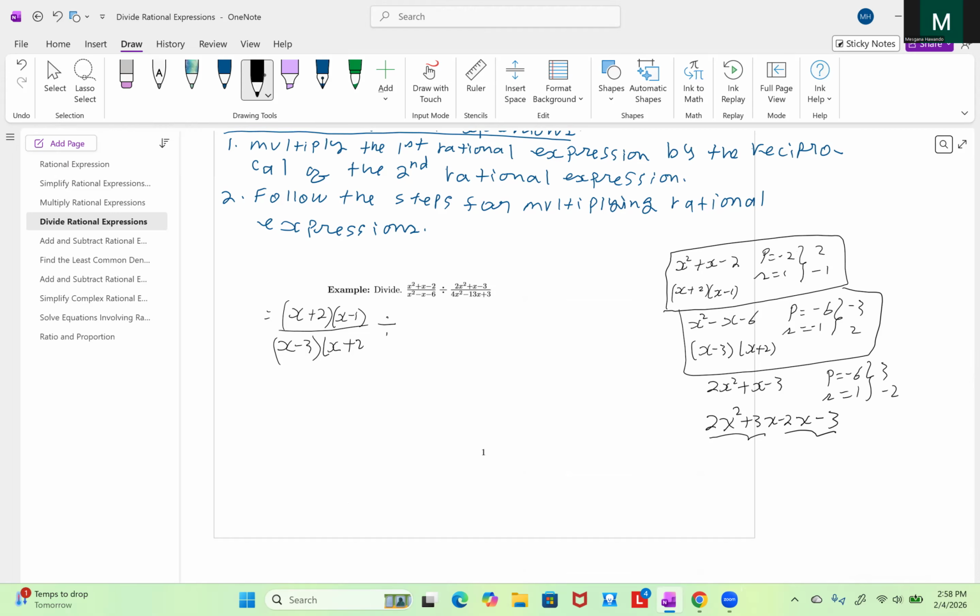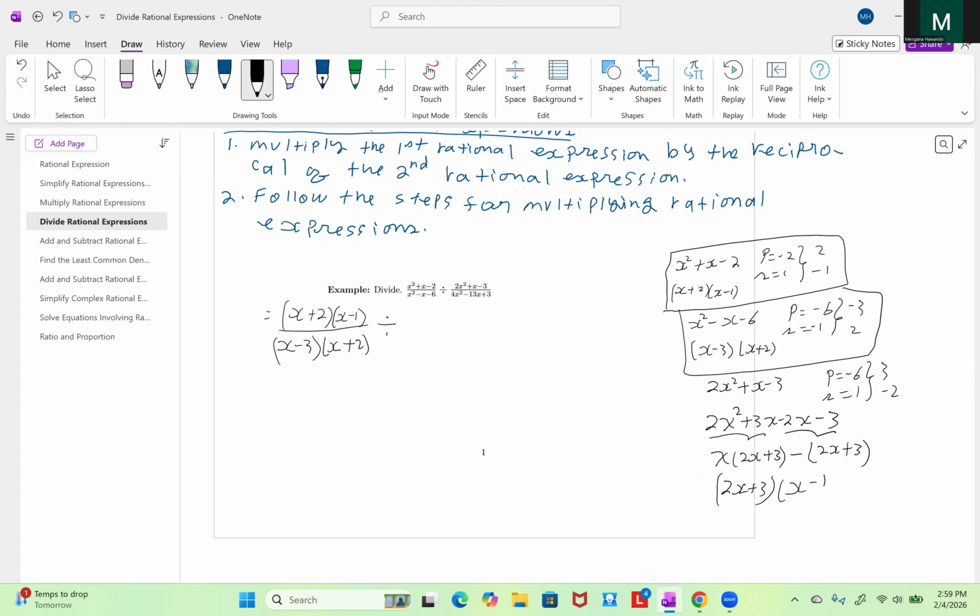In the first grouping, we have 2x squared plus 3x, and x is the greatest common factor. Factor it out. We're left with 2x plus 3. In the second grouping, -1 is the greatest common factor. Factor it out. We're left with 2x plus 3. Again, we continue to factor. The greatest common factor here is a binomial, 2x plus 3. Factor it out. We're left with x minus 1.